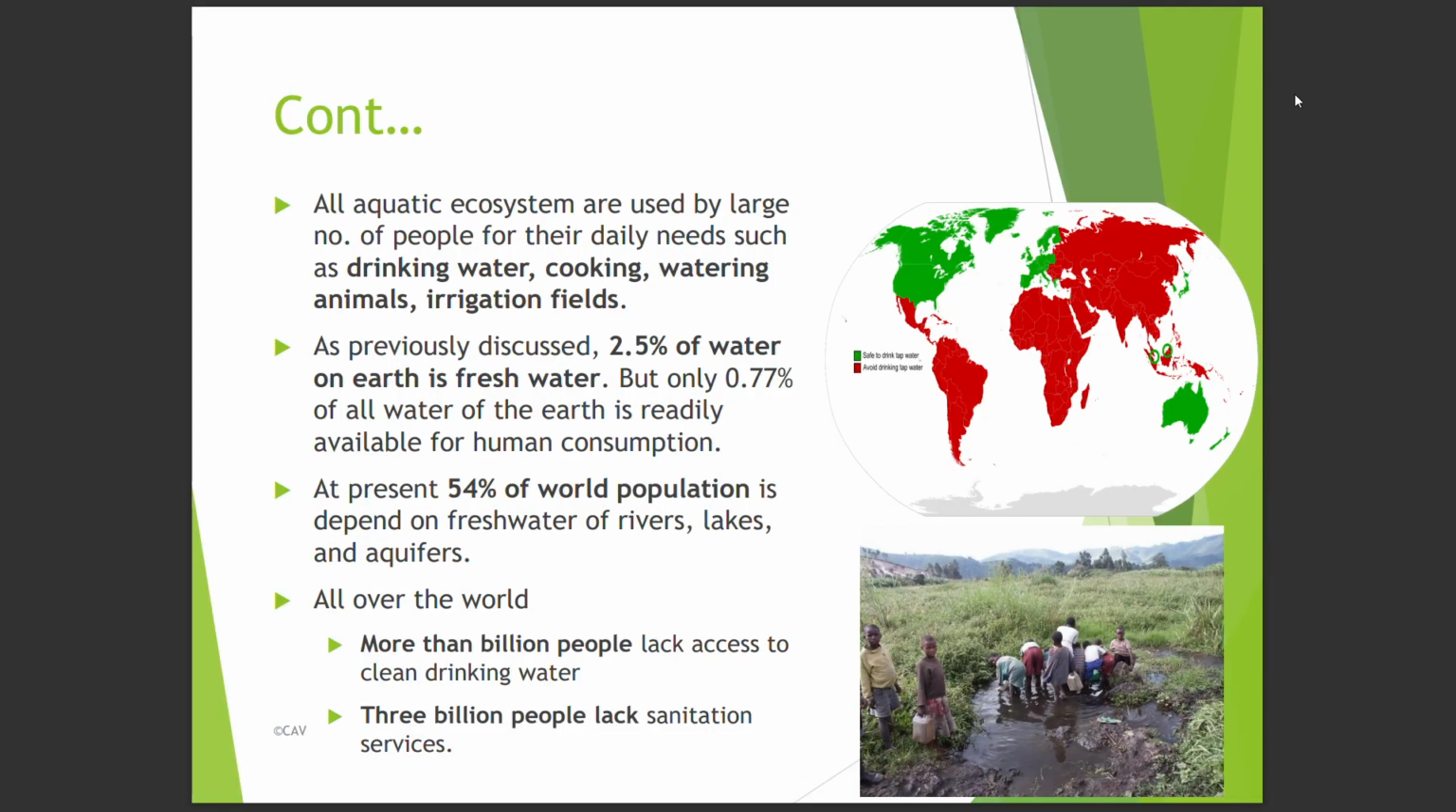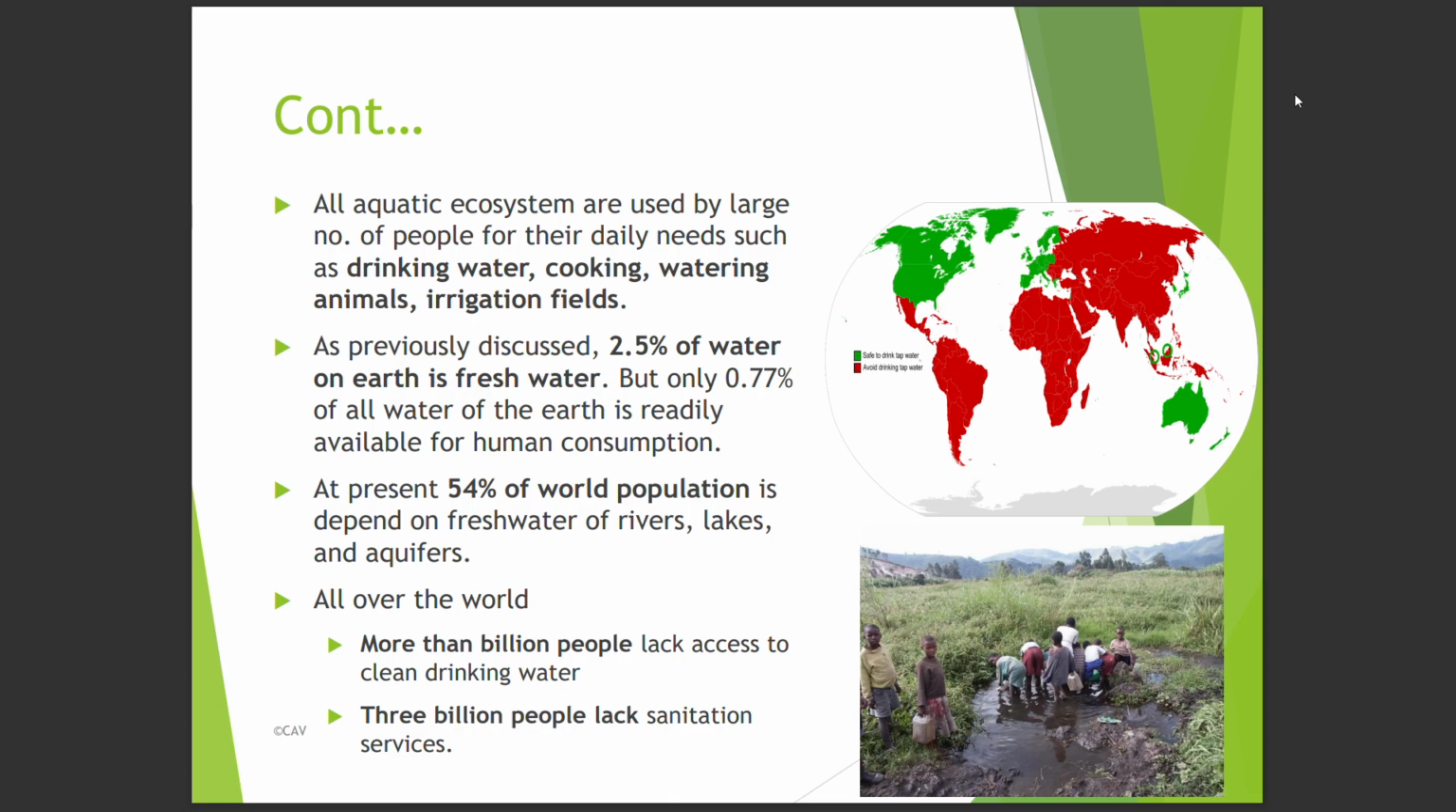All aquatic ecosystems are used by a large number of people for their daily needs such as drinking water, cooking, watering animals, irrigating fields and all. As previously discussed, 2.5% of water on earth is fresh water, but only 0.77% of all water of the earth is readily available for human consumption.